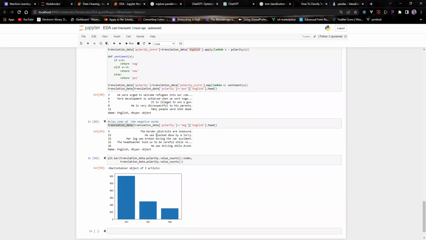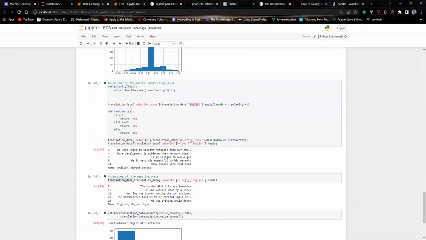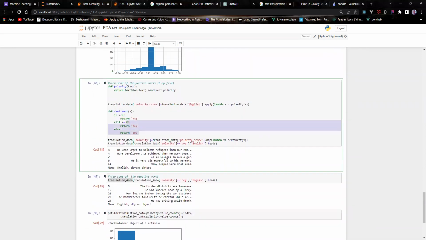And as we go, I try to write a function whereby I was labeling them. Those with less than 0, I was giving them negative. Those with 0, they were getting neutral.